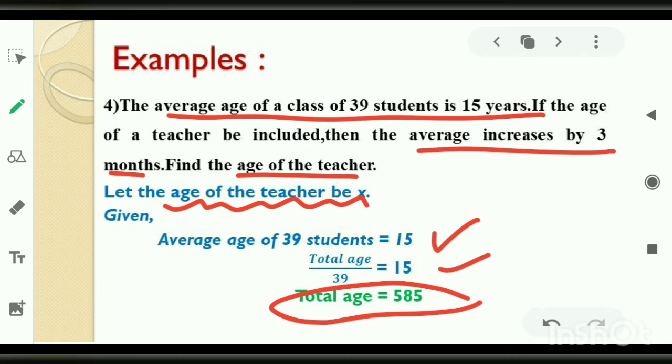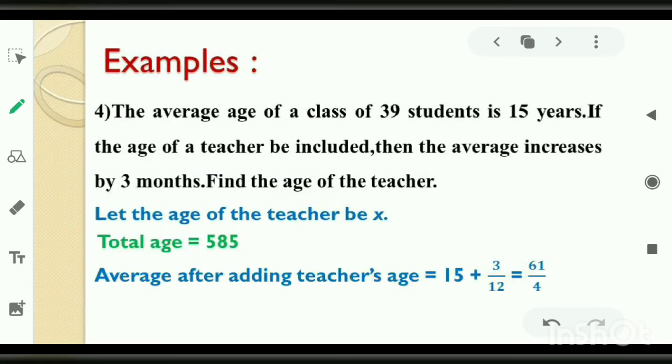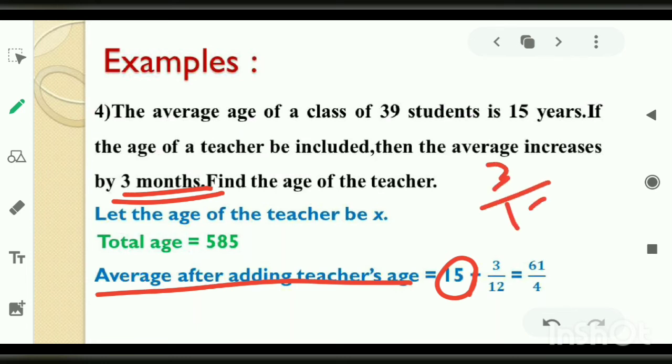The average is increasing by 3 months after adding the teacher. So, the average after adding the teacher's age is equal to 15 years plus 3 months. We have to convert months into years, so we get 3 by 12, which is nothing but 1 by 4. We are going to add this to 15. 15 plus 1 by 4 is nothing but 61 by 4. So, the average age after adding the teacher's age is 61 by 4.